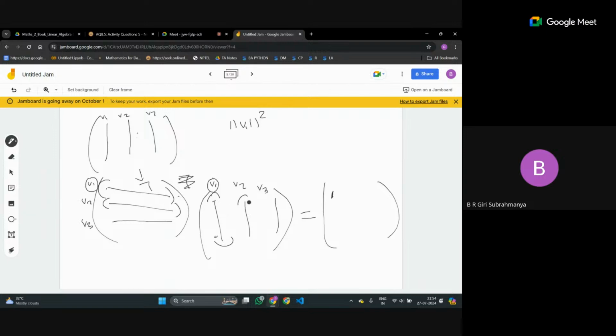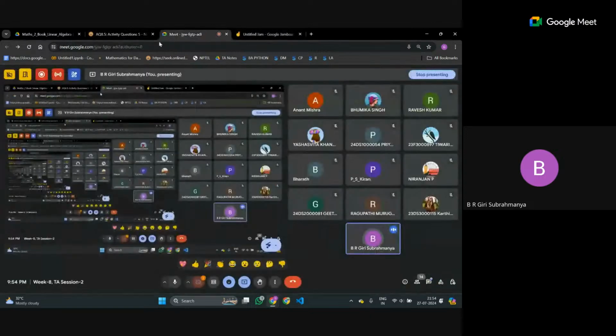Similarly, the dot product between these two is going to be 1 here. Similarly, the dot product between these two is going to be 1 here. Now v1 dot v2 will be 0 because they are orthonormal. v1 dot v3 will also be 0. v2 dot v1 will be 0. So the remaining things are 0. This is for columns, and for rows, I think you can try and see.